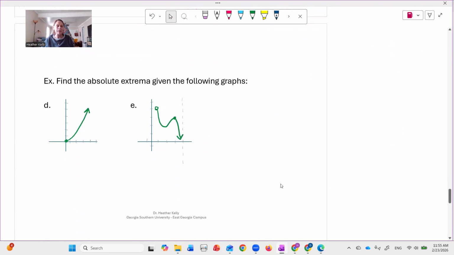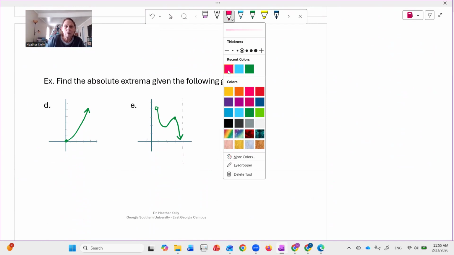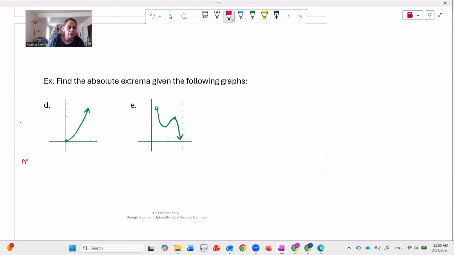Oh, wait, there's more. Awesome. Let's find these. So again, let's find our max, our min, increasing, decreasing. There's no constant here. In fact, there's not any decreasing, is there? No. Domain and range.